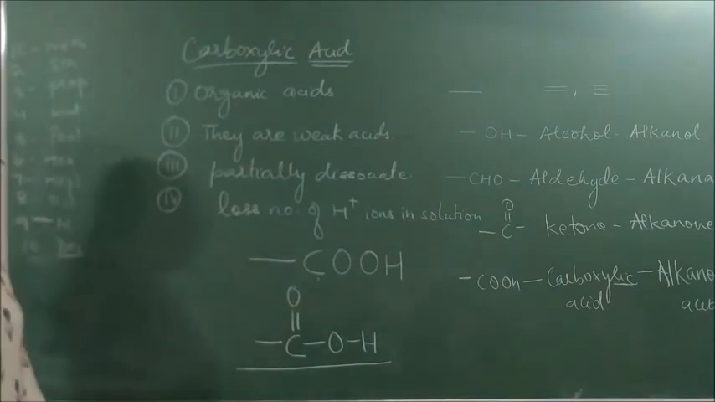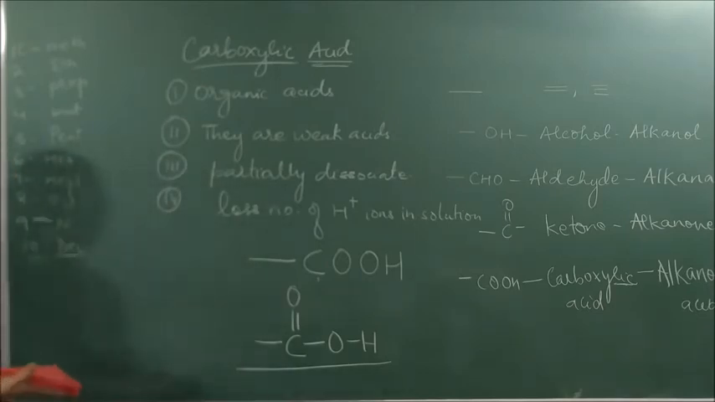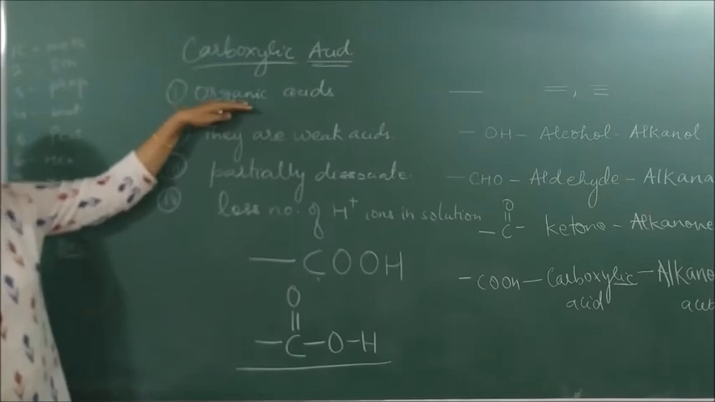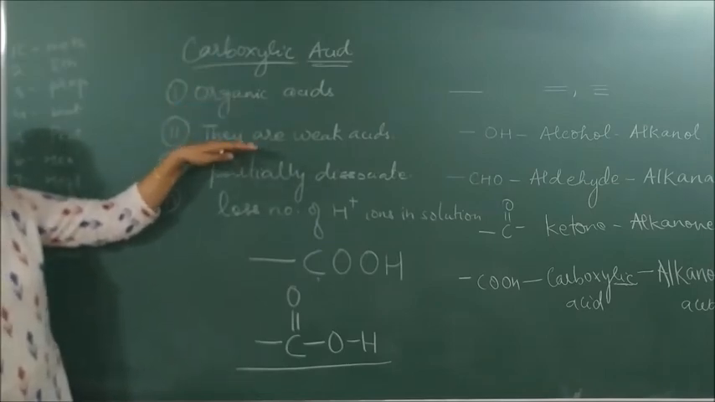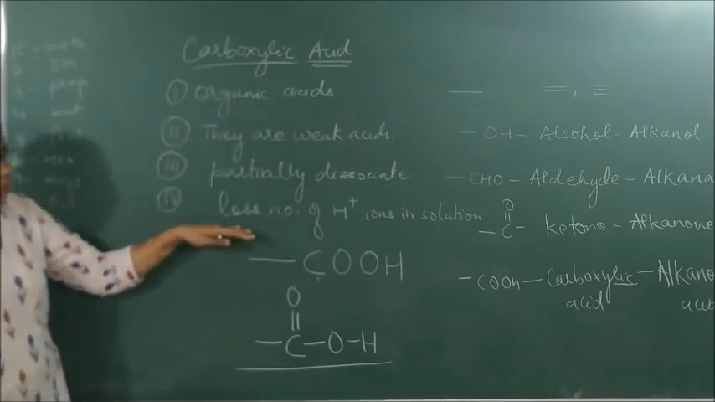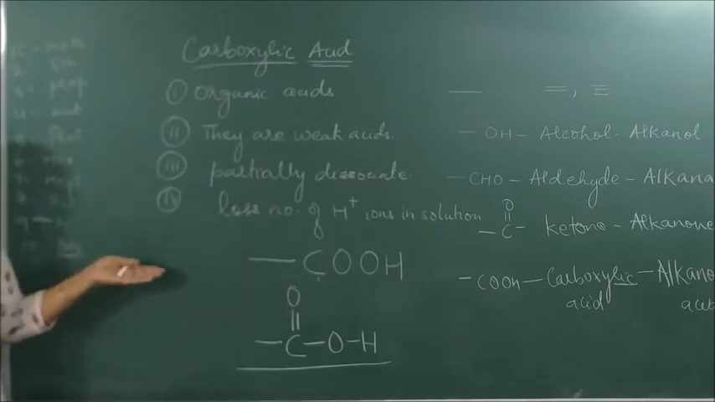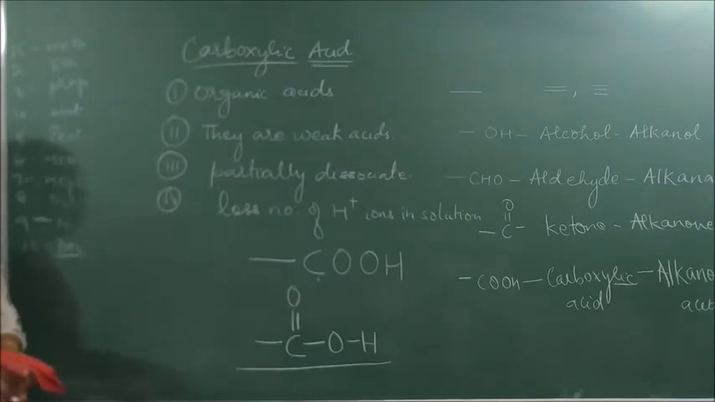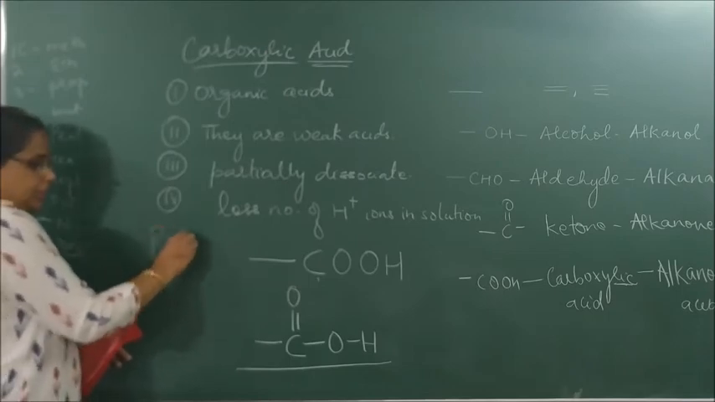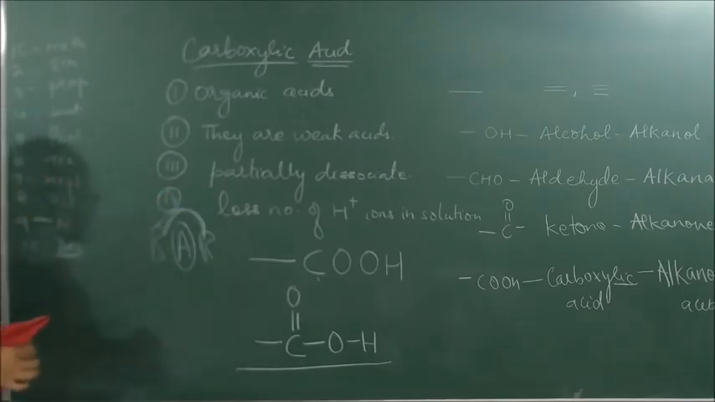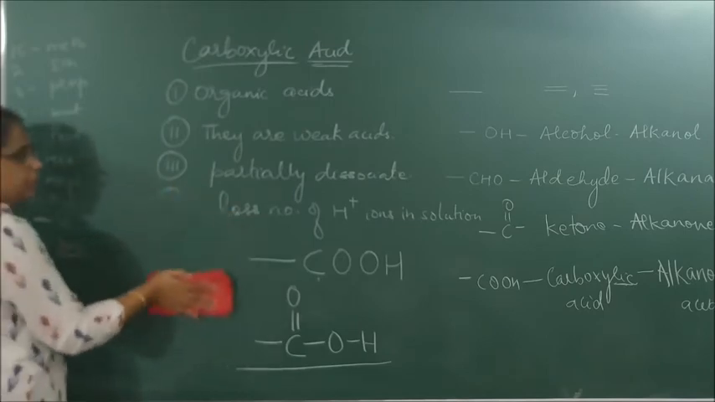Okay? So now we will write the homologous part. I hope it is clear that carboxylic acids are organic acids, they are weak acids, they partially dissociate and they give less number of H plus ions in solution. They turn which litmus to which litmus? Blue litmus, red. Remember I have taught you. Acids turn blue litmus, red.